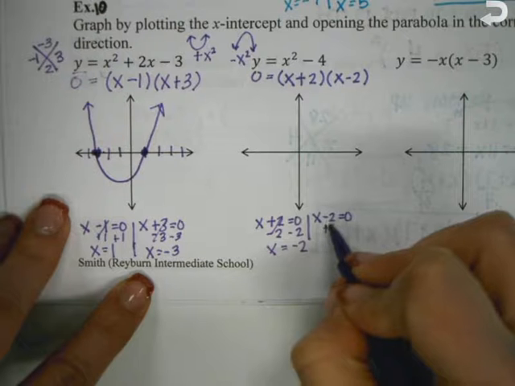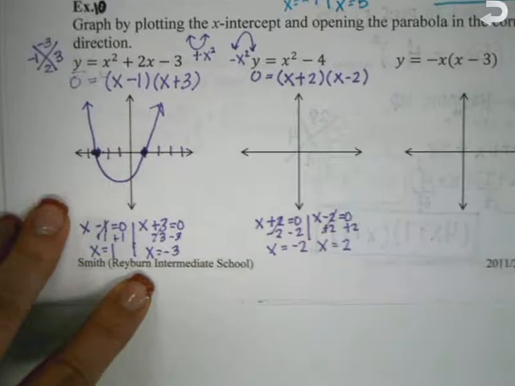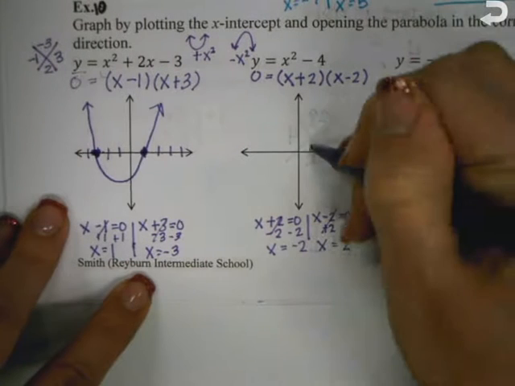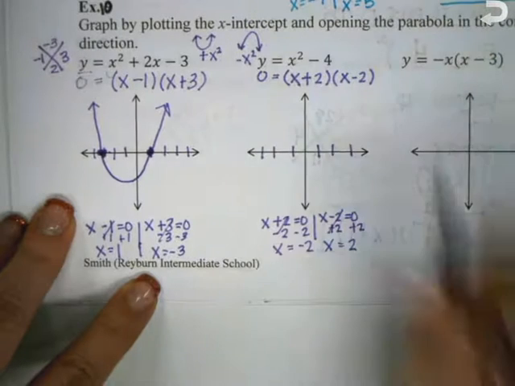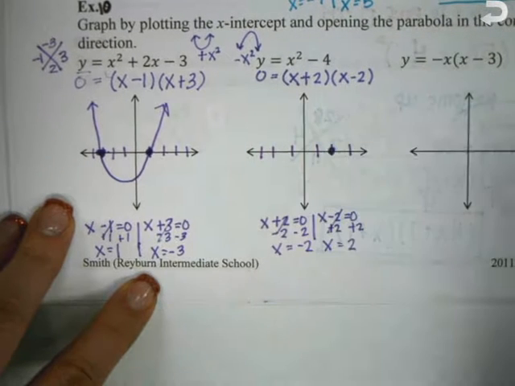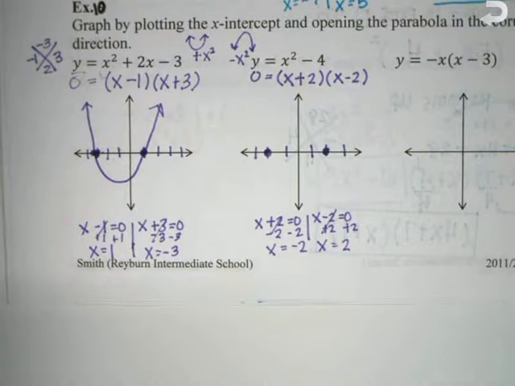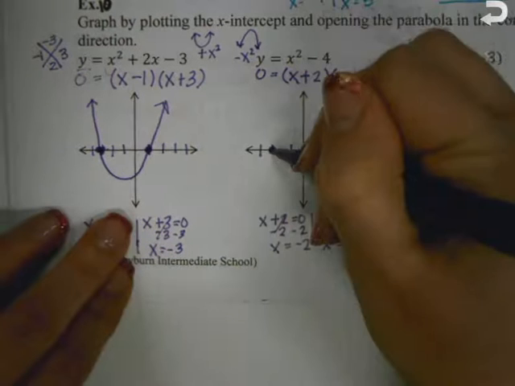So let's plot those. Along the x-axis, we put a point at +2 and a point at -2. Is this one opening up or down? Also up. So let's sketch it opening up through those 2 points. And that's it.